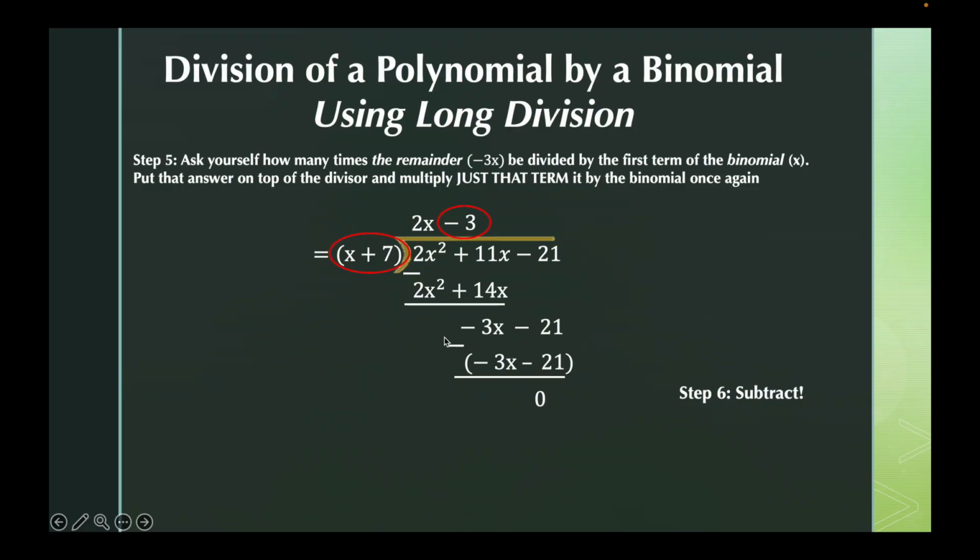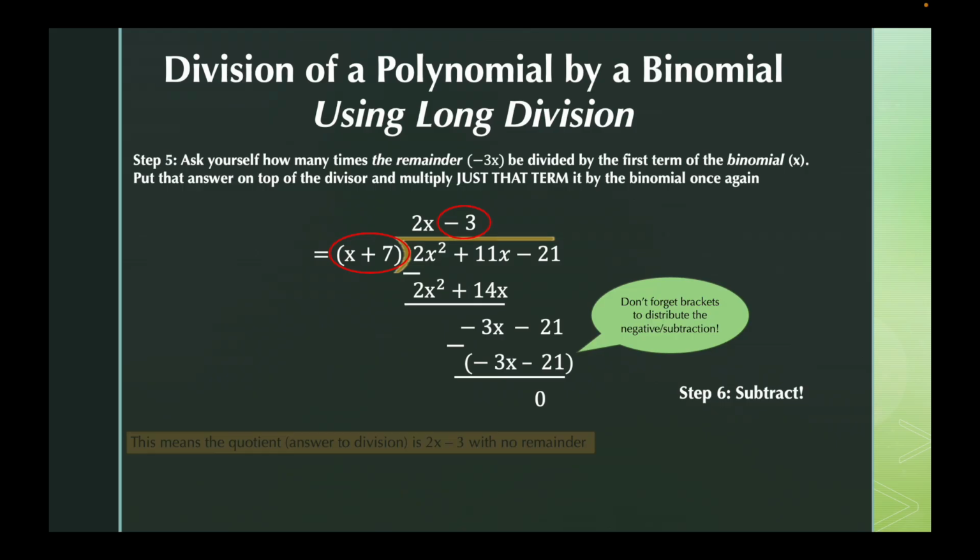And then once again, you are going to subtract your remainders, we'll call them remainders, from one from the other. And you again need to remember to put brackets around your negative 3x minus 21 that you multiplied, to remember to distribute that negative inside. So this will give you a remainder of 0 after you've subtracted them. So once again, do not forget to distribute the negative inside the brackets. Put brackets all the time just so that you don't forget.